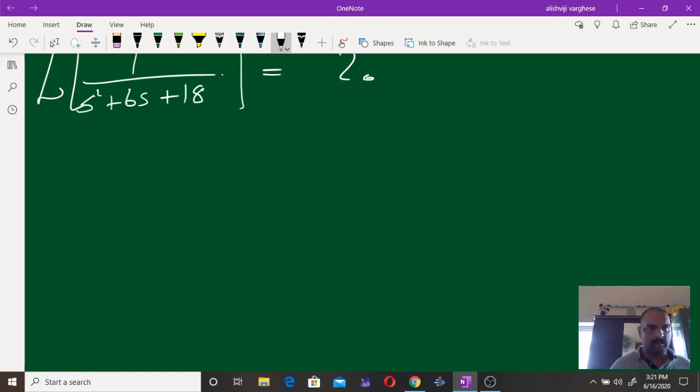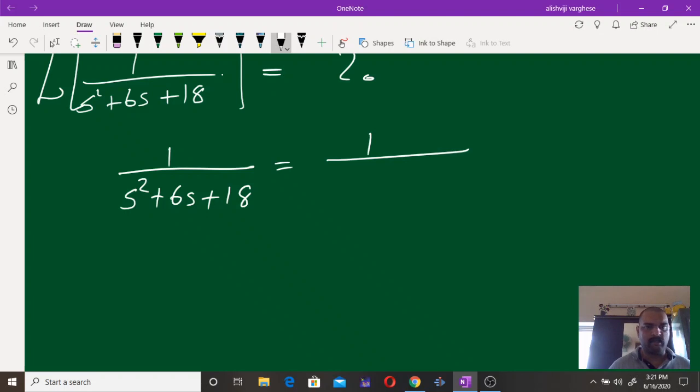We rewrite 1 by s square plus 6s plus 18. In the denominator we have a quadratic expression, and we have to rewrite it as a perfect square. For that, a square plus 2ab plus b square becomes a plus b the whole square. Here it is 2ab, that is 2 into s into something. We consider half of the coefficient of s, that is 6 by 2, that is 3.